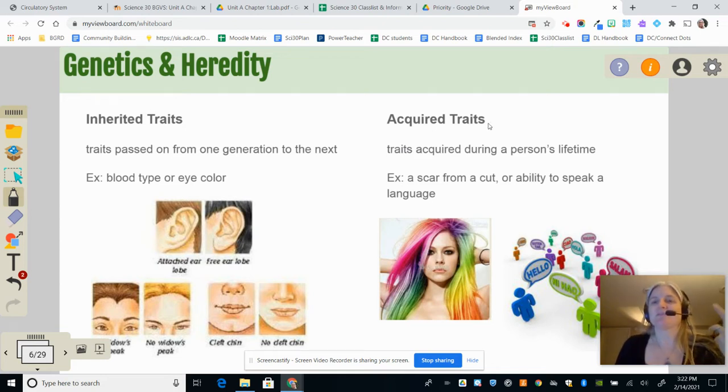Acquired traits are something that you acquire during your lifetime. So this might be a scar, or if you dye your hair, or the ability to speak 5 languages. Those you acquire during your lifetime and are not passed on genetically.